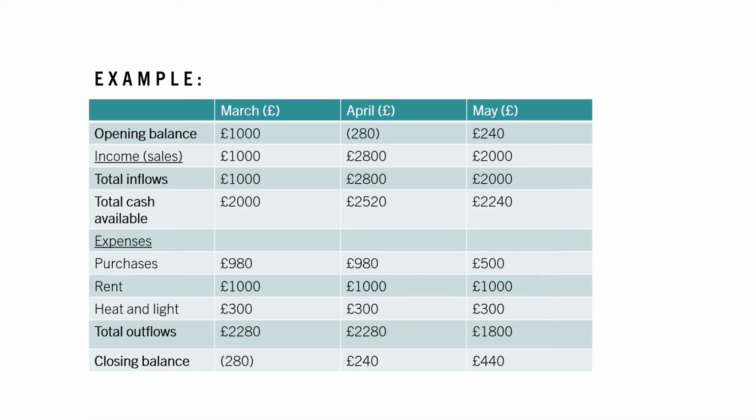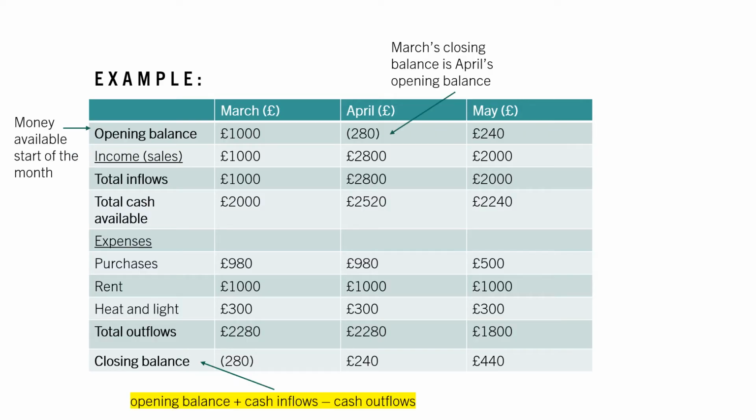Let's look at an example. This is an example of a cash flow forecast. As we can see here, in March, the opening balance that a business had was £1,000. The income that they had coming in, the cash inflow, was also £1,000. That's the only income they have coming in for the month, so that's the only inflow that they have. So their total inflows is £1,000, and the total cash that they have available in that month is their opening balance plus their income, which becomes £2,000.